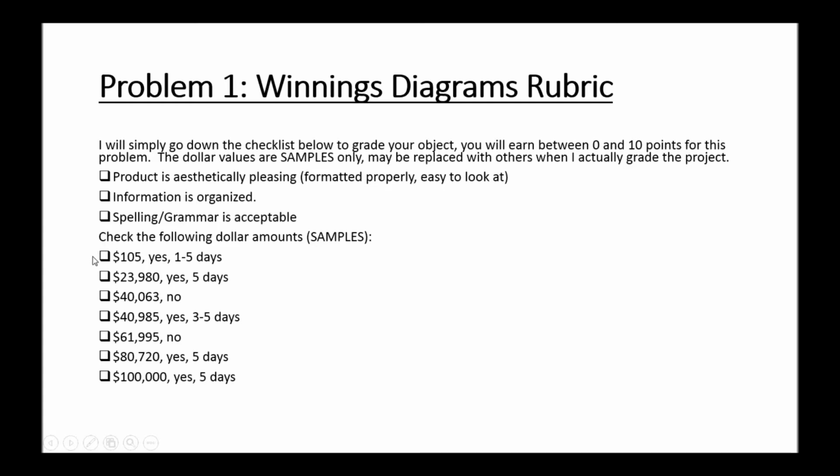All right, and then I'm going to check through 7 different values, okay? So, for example, I could check these 7 values. Can the family win $105 by appearing on the show? The answer to that question is yes, and they could have been on 1 day, 2 days, 3 days, 4 days, or all 5 days to win that amount. All right, so when I look for 105, I better find that they can win it, and then I better find that they could win it between 1 and 5 days.